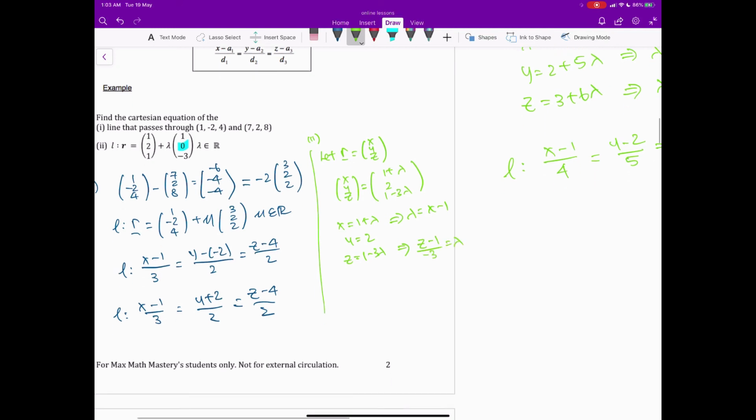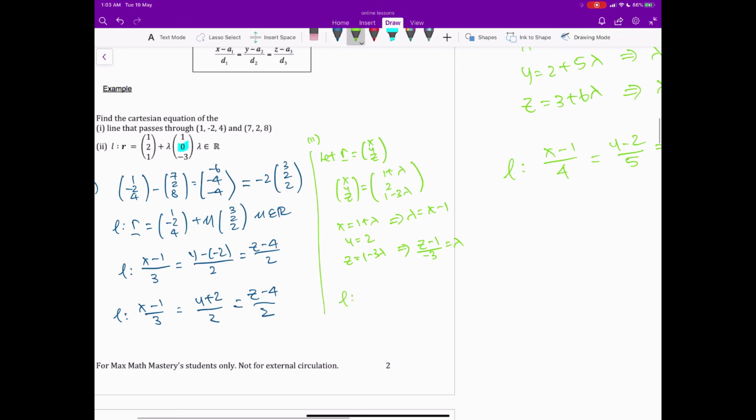Okay, so I can create my line equation. Since only the x and z values have lambda, I equate those two first: x minus 1 equals (z minus 1) divided by minus 3. And because y doesn't have lambda, I put a comma, y is equal to 2. So if you see a Cartesian equation of a line having a comma, where x is equal to something, y equal to something, or z equal to something, it just means that the direction value at the x, y, or z component is 0.